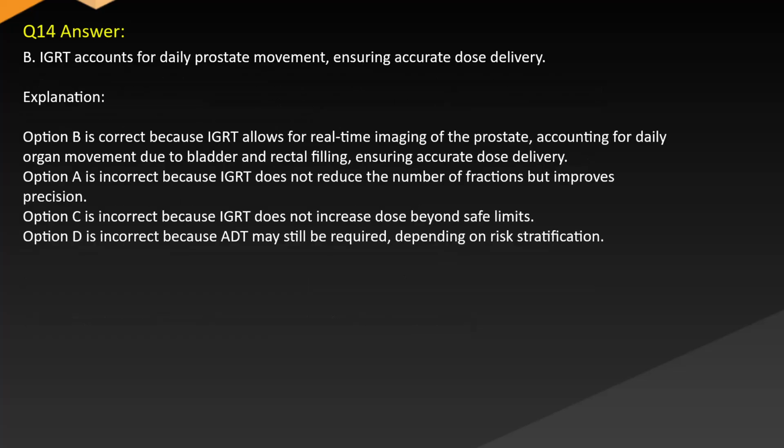Answer: B. IGRT accounts for daily prostate movement, ensuring accurate dose delivery. Explanation: Option B is correct because IGRT allows for real-time imaging of the prostate, accounting for daily organ movement due to bladder and rectal filling, ensuring accurate dose delivery. Option A is incorrect because IGRT does not reduce the number of fractions but improves precision. Option C is incorrect because IGRT does not increase dose beyond safe limits. Option D is incorrect because ADT may still be required depending on risk stratification.